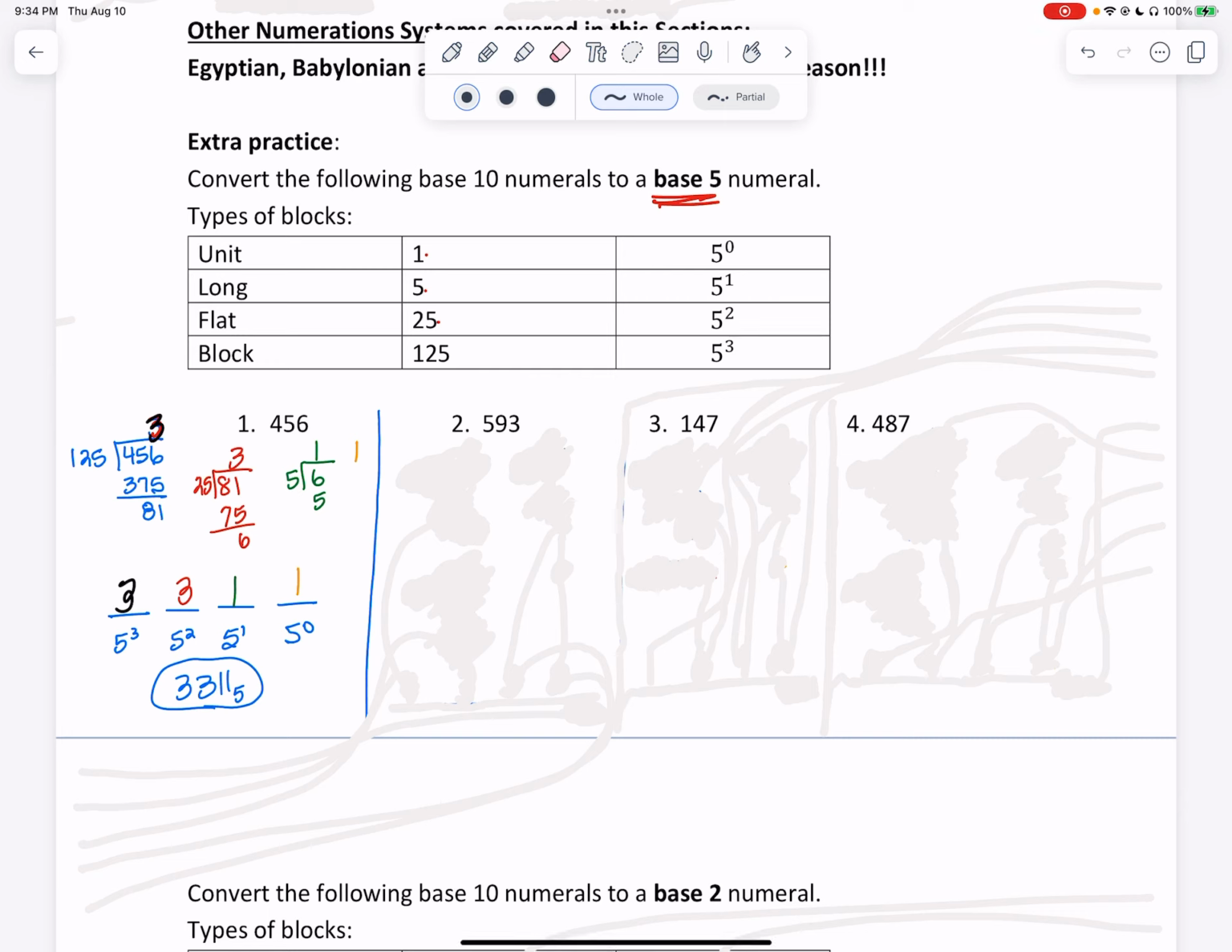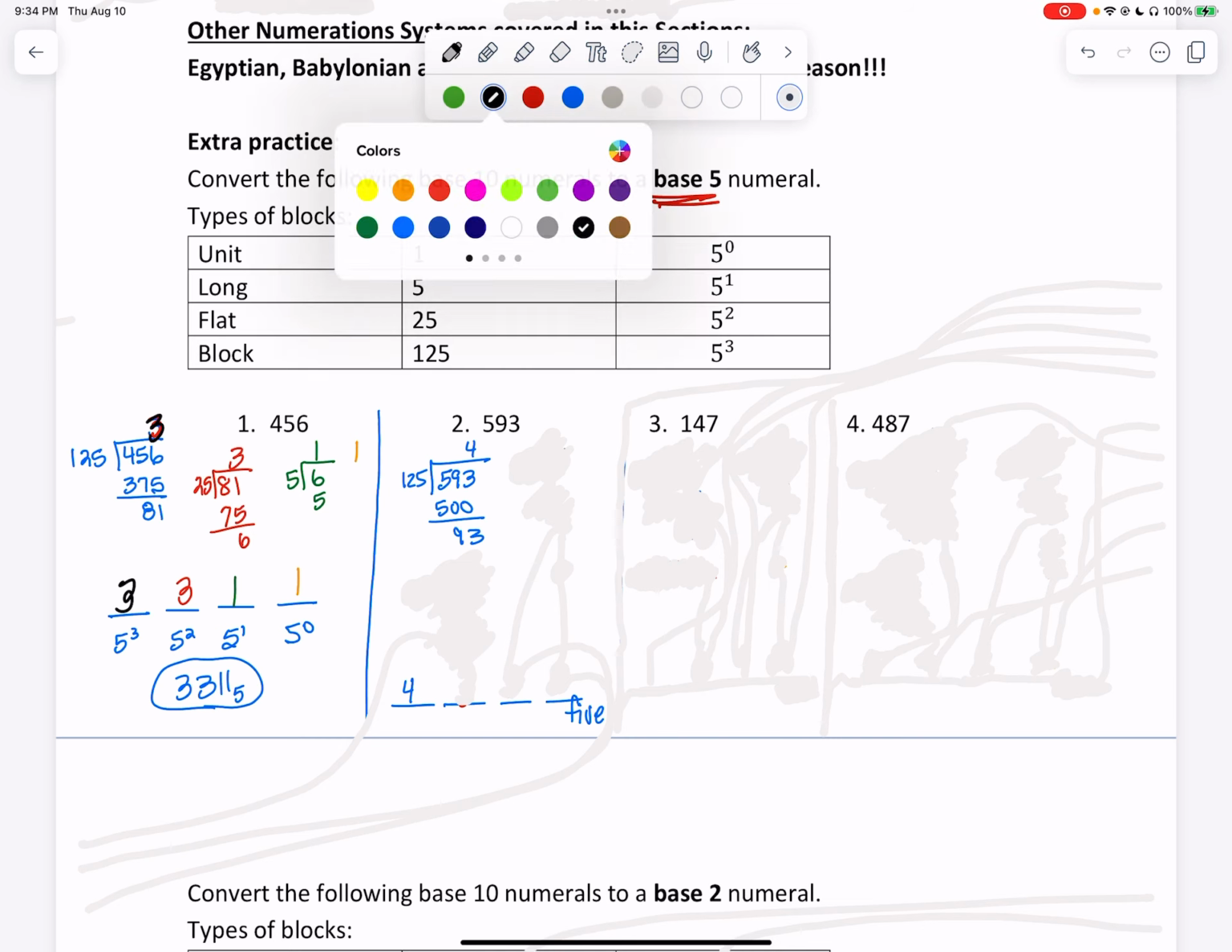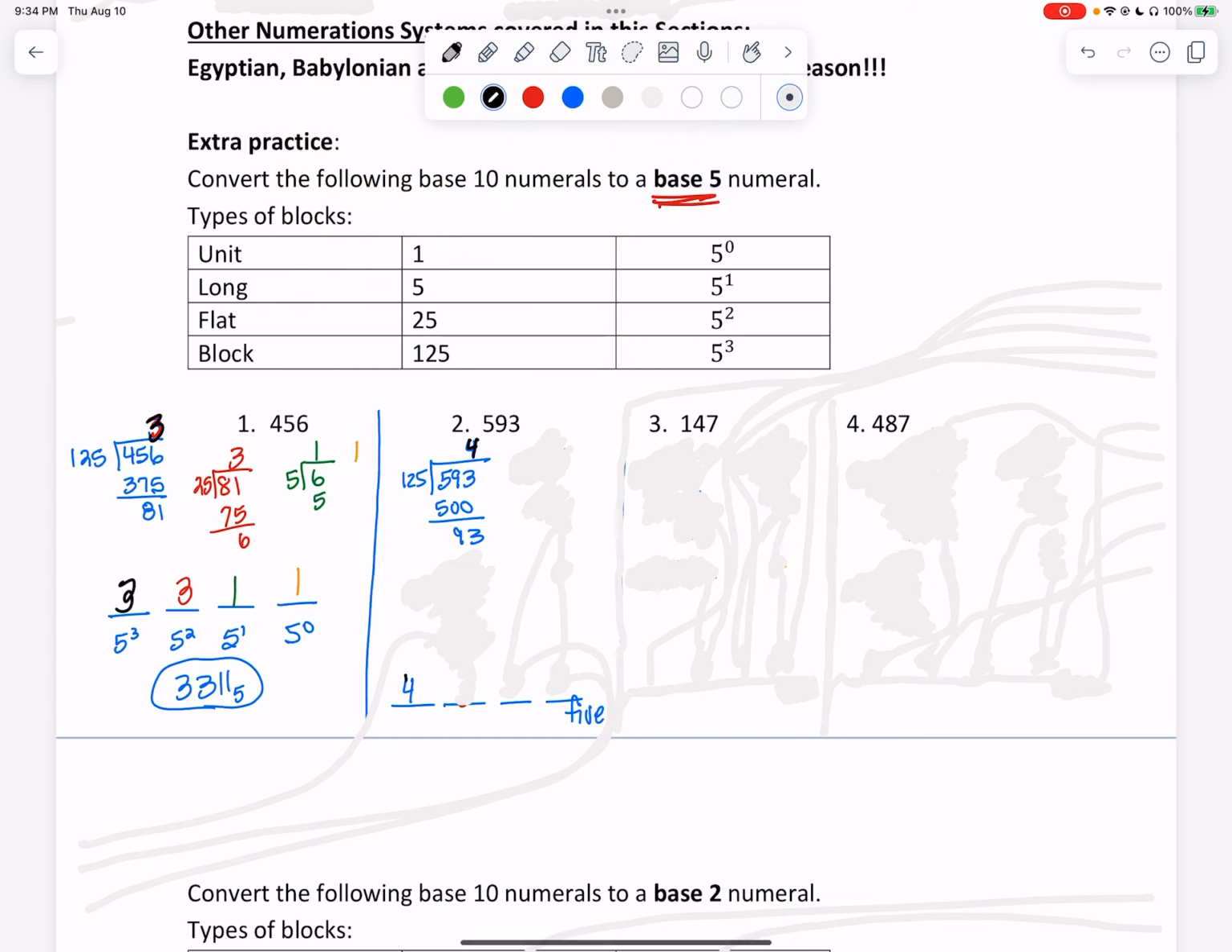Okay, now those numbers right there, that's all we're going to use, because 5 to the 4th, again, is a big number, 625 or something like that. It's bigger than 593. So I'm going to take 593 and divide it by the biggest number from my list that goes into it, and that's 125. I divide it, and I got a 4. So I'm going to put that 4 down here.